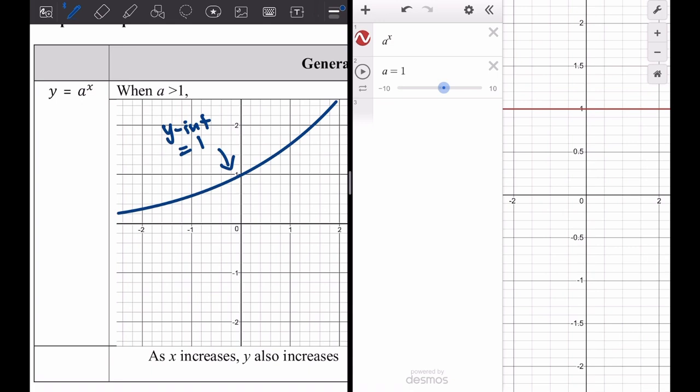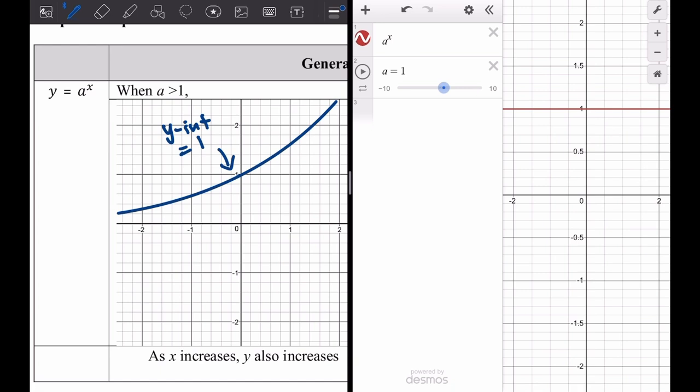Now, you shouldn't be surprised by this, because if a equals 1, then you have 1 to the power x, and regardless of what value of x you sub in, it is always going to return y equals 1. So therefore, you actually get a horizontal line passing through y equals 1.